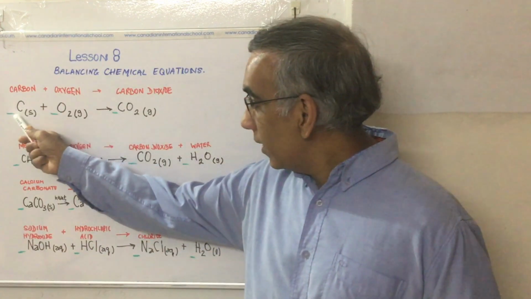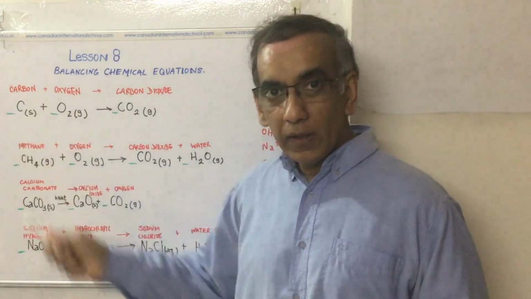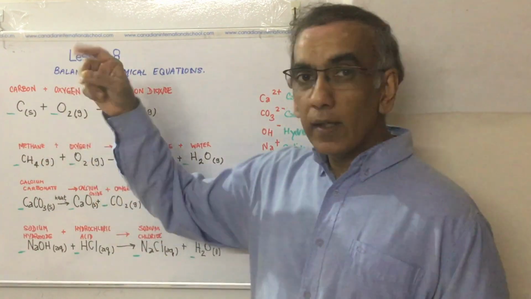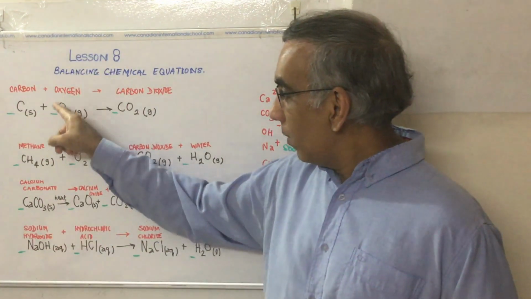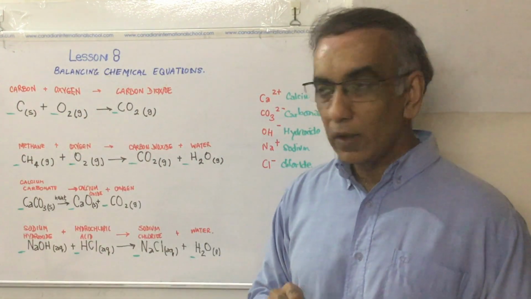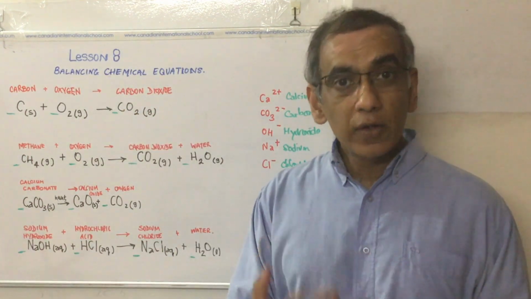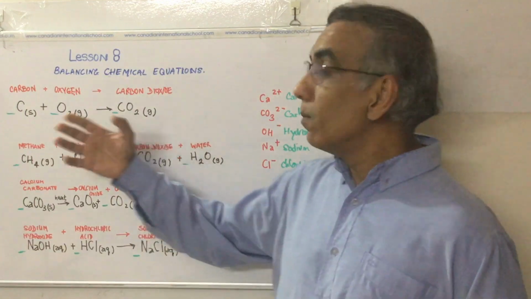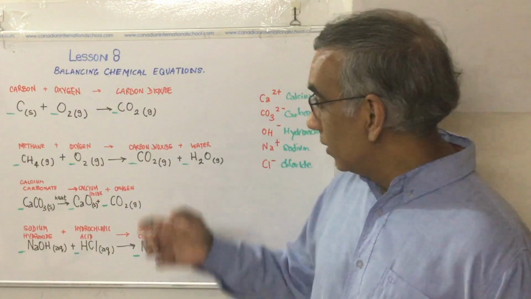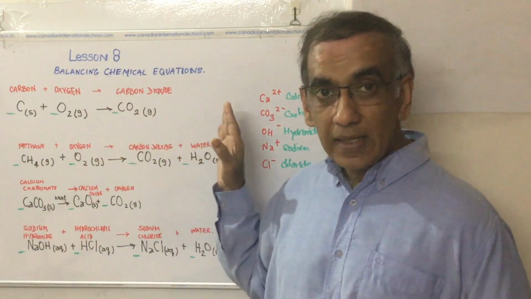So here you have 1 carbon atom. I know that because there's no number before here. If there's no number written, 1 is understood. And that 1 carbon atom reacts with 1 molecule of oxygen. So O2 tells me it's a molecule of oxygen to give 1 molecule of carbon dioxide. Another way of saying it is to say that 1 mole of carbon atoms reacts with 1 mole of oxygen gas to produce 1 mole of carbon dioxide. So this equation is balanced as it is.